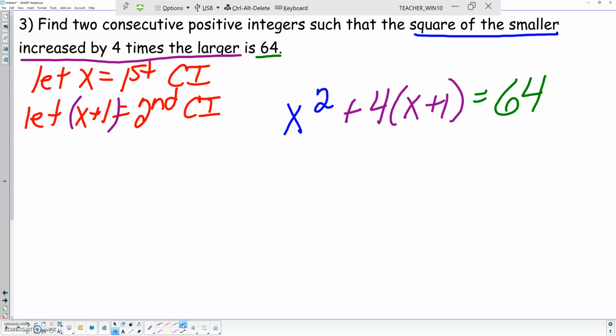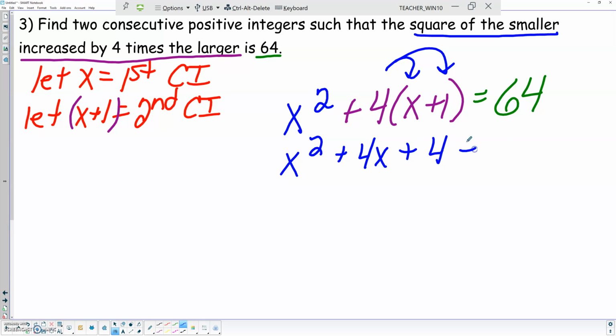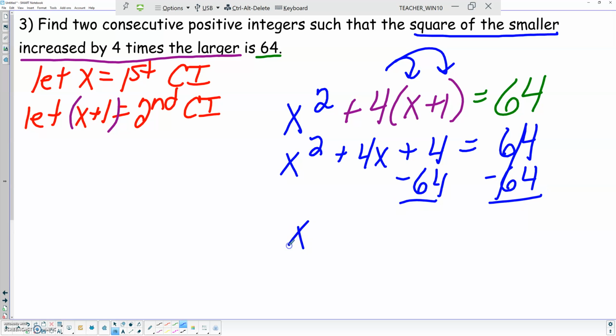Okay, so to solve this, the first thing we want to do is distribute on the left-hand side. So we're going to get x squared plus 4x plus 4 is equal to 64. Okay, so it's a quadratic, so we're going to set it equal to 0. So we're going to subtract 64 on both sides. So we get x squared plus 4x minus 60 is equal to 0.